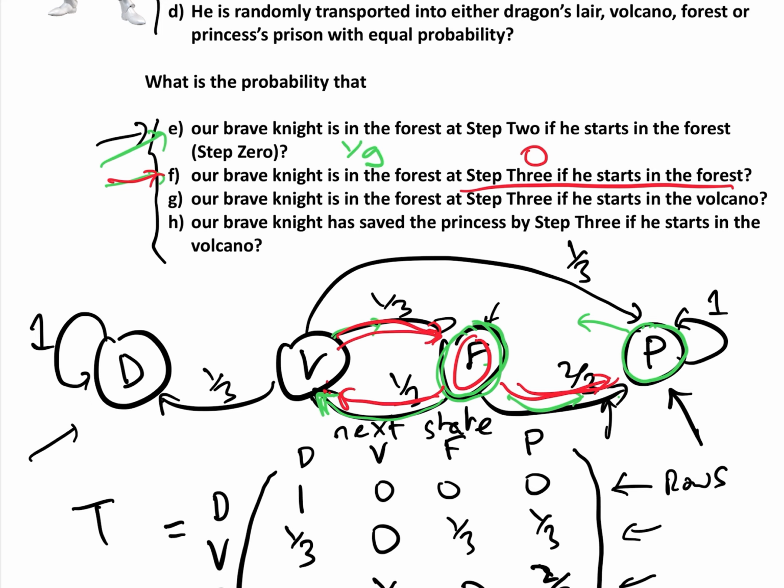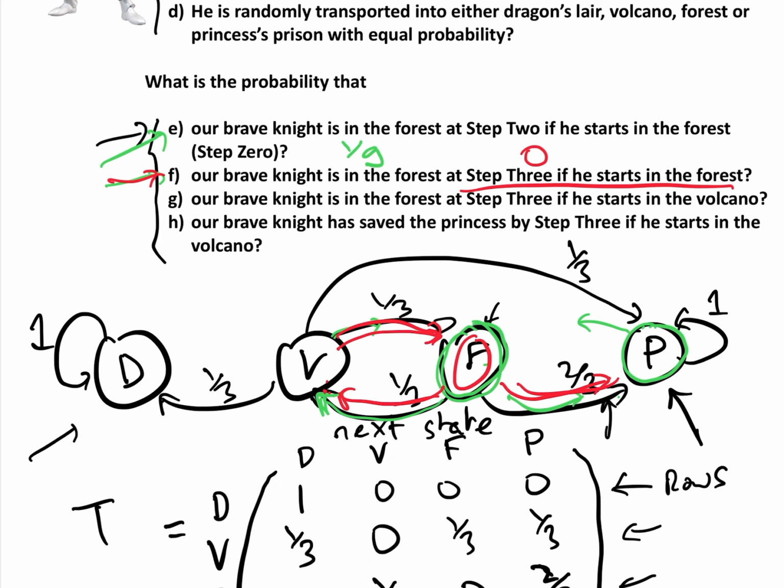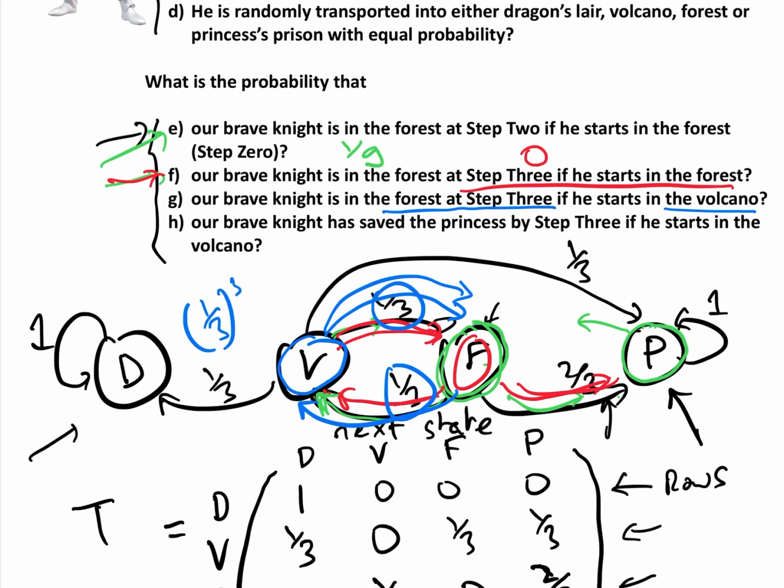Let's have a look at G. And again, let's do it in a different colour. And we're going to do these using the transition matrix in a minute. But let's have a look at G. So our brave knight is in the forest at step 3 if he starts in the volcano. Well, this one, okay, he starts in the volcano. He goes to the forest, he goes back to the volcano, and he goes back to the forest. So that is the only way that he can start in the volcano and be in the forest at step 3, which is a third times a third times a third, which is 1 over 3 cubed, which is 1 over 27. So the answer to G is 1 over 27.